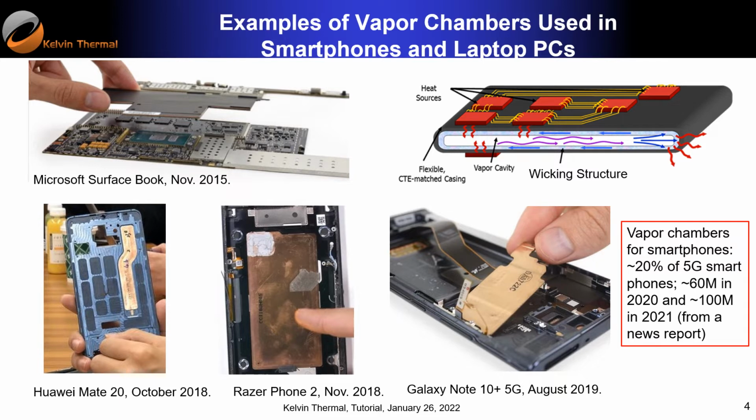Then Huawei introduced this flat heat pipe in their smartphone in October 2018. Razer was another pioneer, using this for their gaming phone in November 2018. Then in August 2019, Samsung introduced the use of a vapor chamber. Since then, the vapor chamber has become very popular in high-quality smartphones and also laptops. Last year, 2020, they reported about 60 million vapor chambers used in smartphones, and this year they expect about 100 million. Roughly speaking, 20% of 5G smartphones are using vapor chambers.